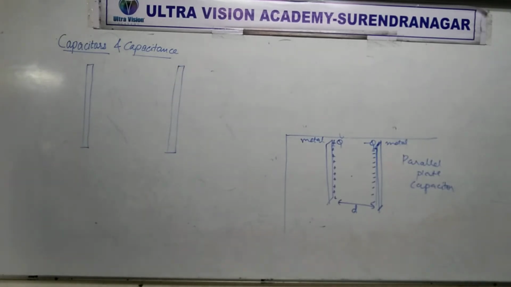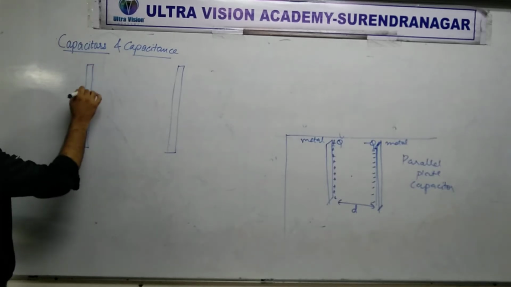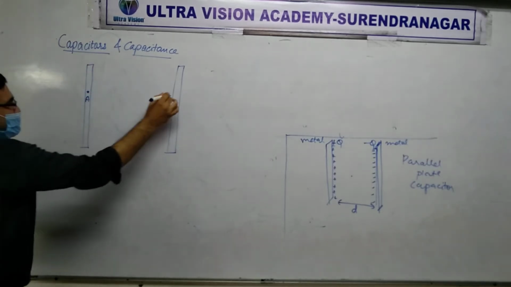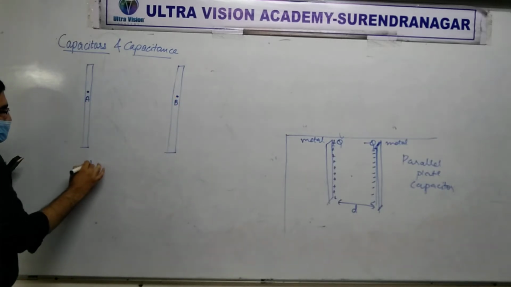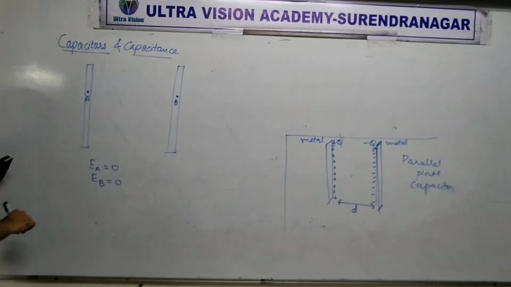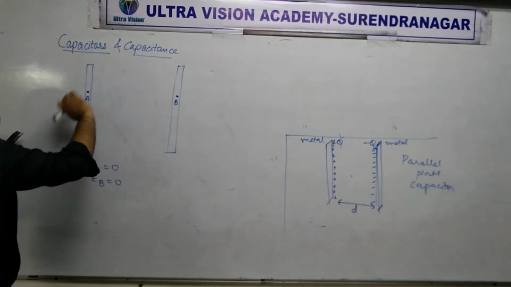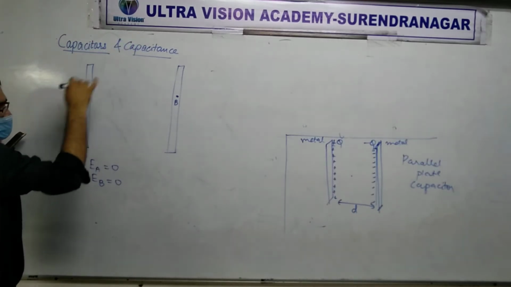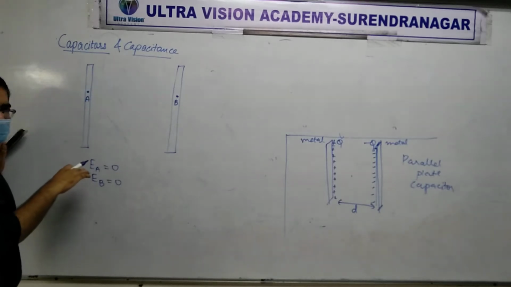Suppose there are only two plates. If you take one point inside this plate, A, and here one point, B, then the electric field at A should be 0 in electrostatics and also at B it should be 0. Why so? Because it is inside the metal. Clear or not? Yes?